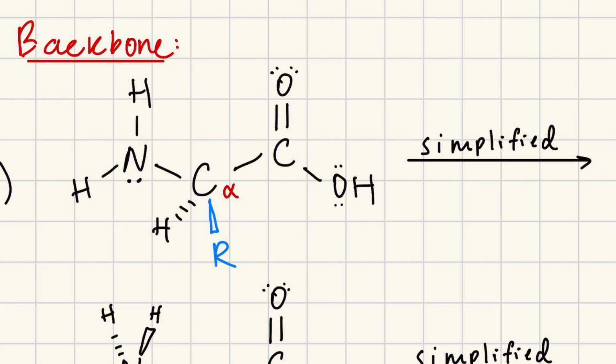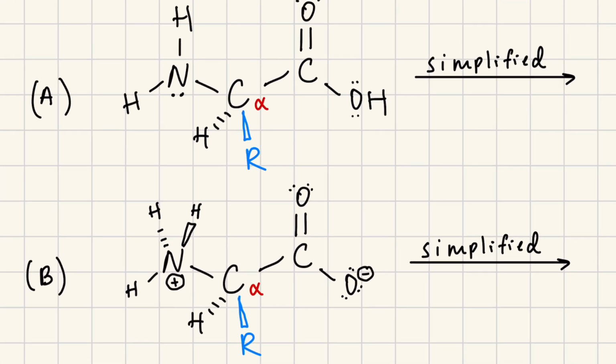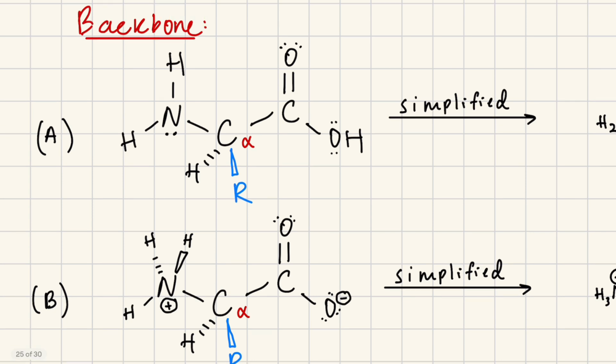One thing to highlight here is that there are two ways to draw the backbone. You can draw it uncharged, like I have at the top with A here. So the N has two H's and a lone pair, and this carbon is bonded to an alcohol group, or rather a carboxylic acid group, but it's protonated. The other way is to draw it with the N having three H's and a positive charge, and a deprotonated carboxylate group instead of a carboxylic acid.